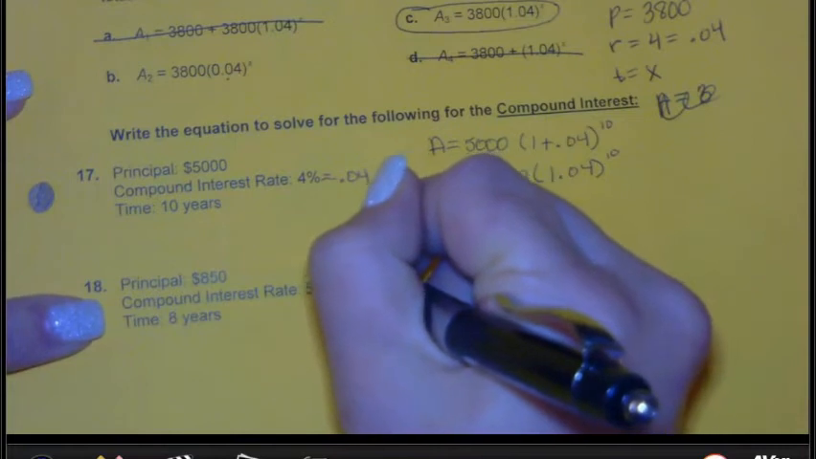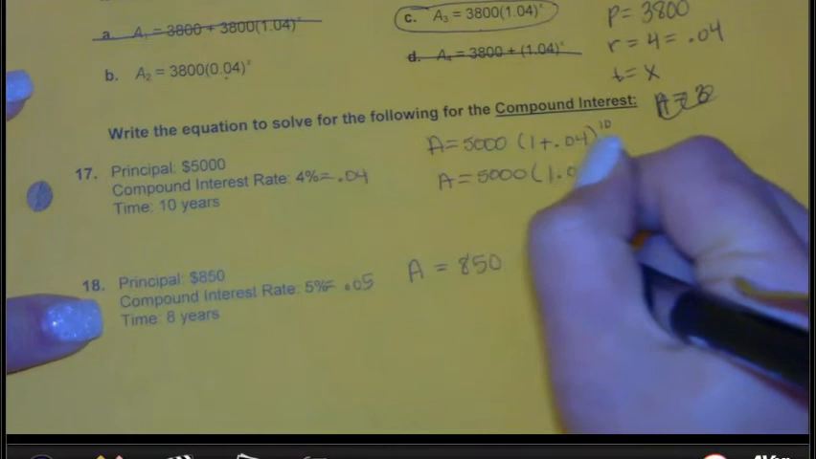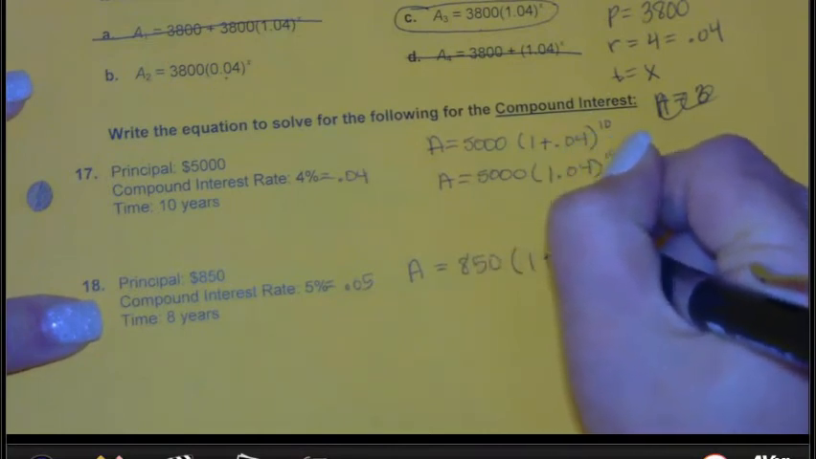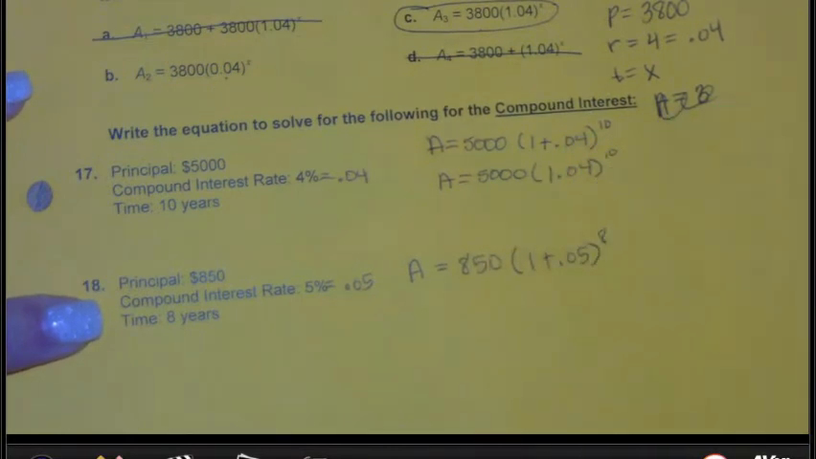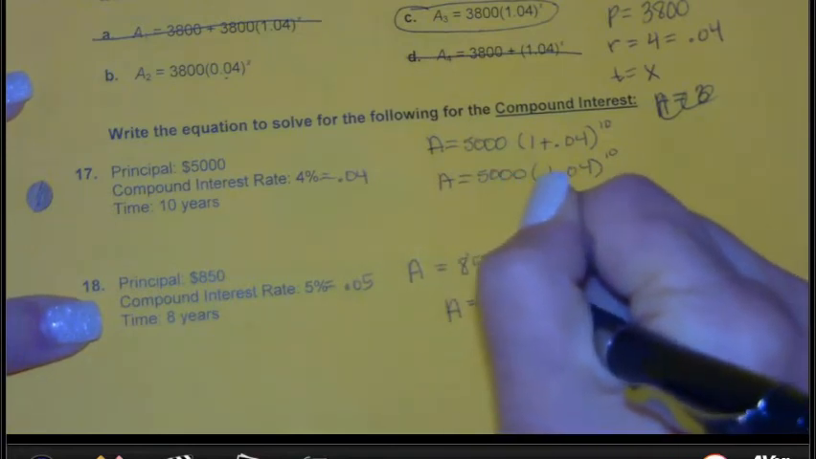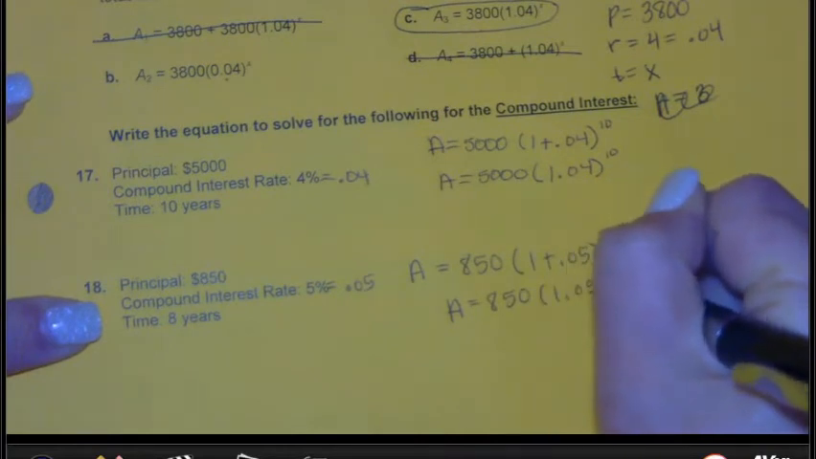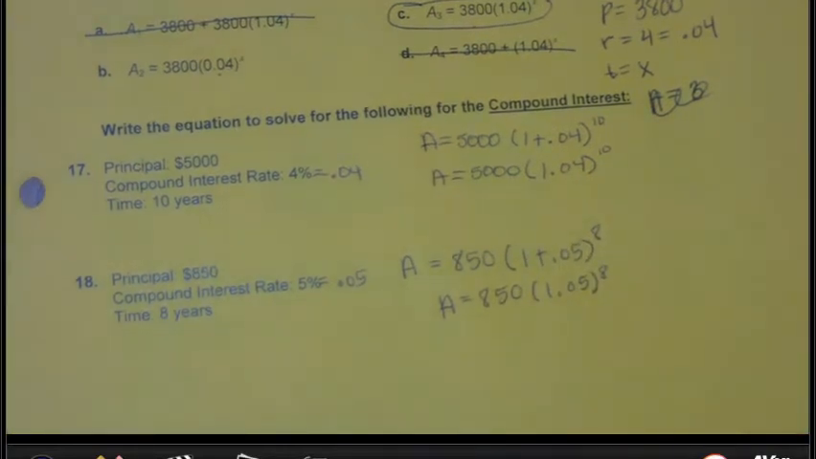All right, number 18. My percent is 5, which is 0.05. So A is going to equal 850 times 1 plus 0.05 to the 8 years. Let's go ahead and simplify this one. So A is equal to 850 times 1.05 to the 8 years.